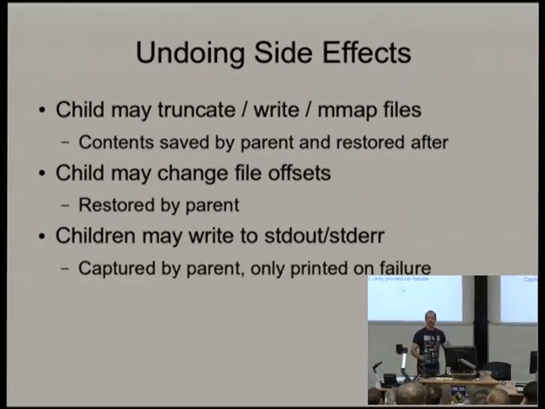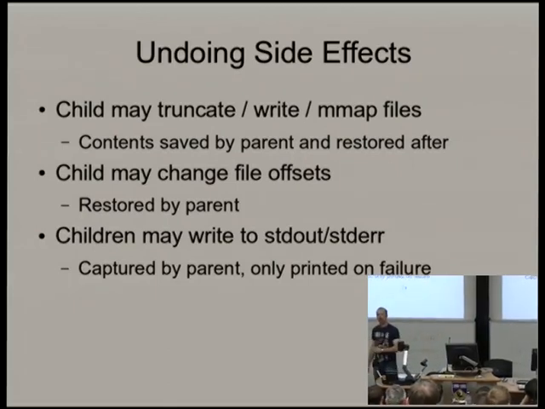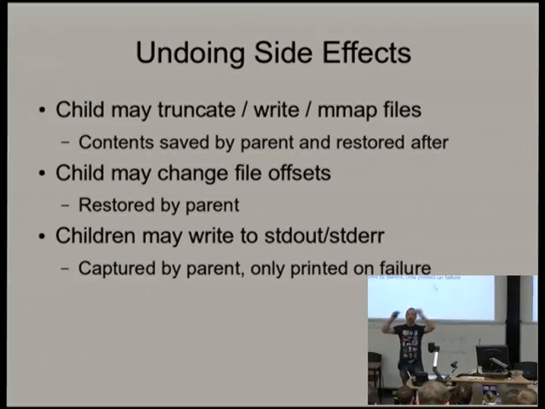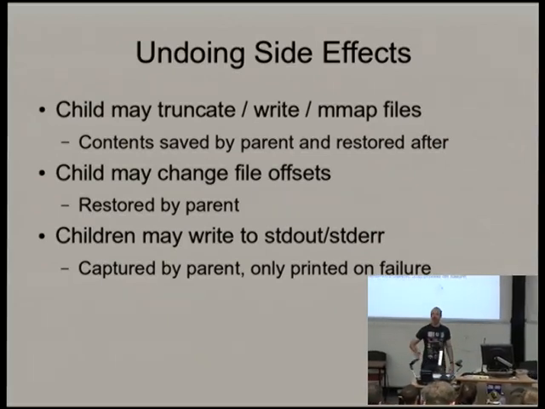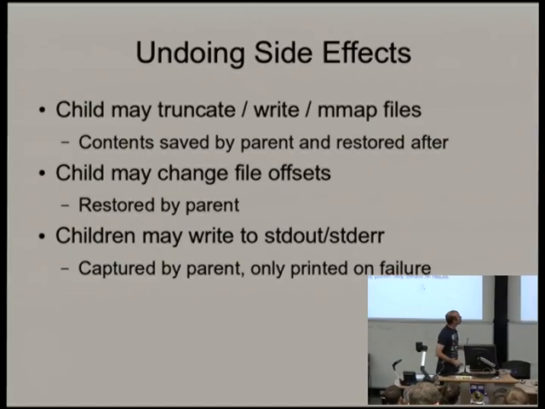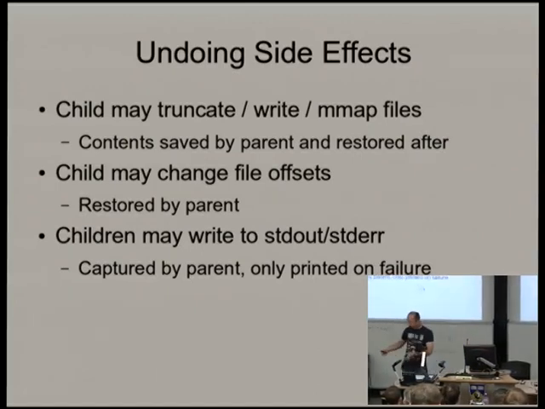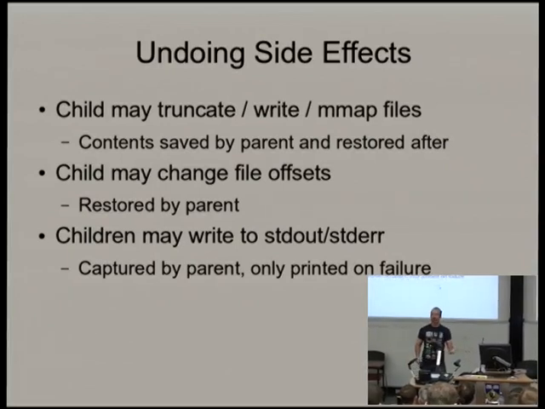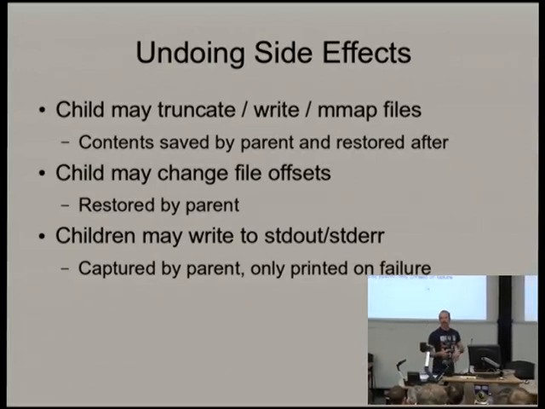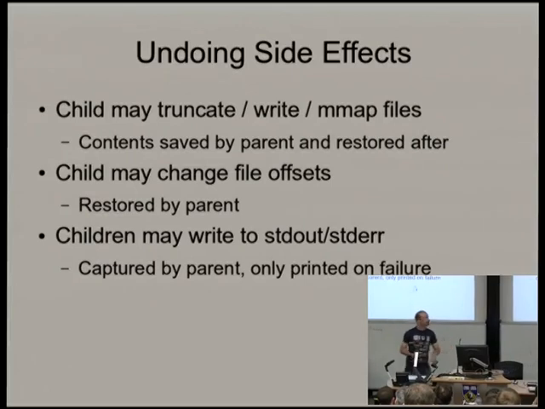The child, of course, will often spew stuff out to standard out and standard error. If you just let all that go through, you'll get many copies, because all the children will write stuff out to standard out and standard error, and you get the same thing over and over again. So what we do is we actually capture standard out and standard error in the parent for the child spewing out, and we only ever bother spitting it out should there actually be a failure down that path, so you can see what happened to the child if it printed something out.